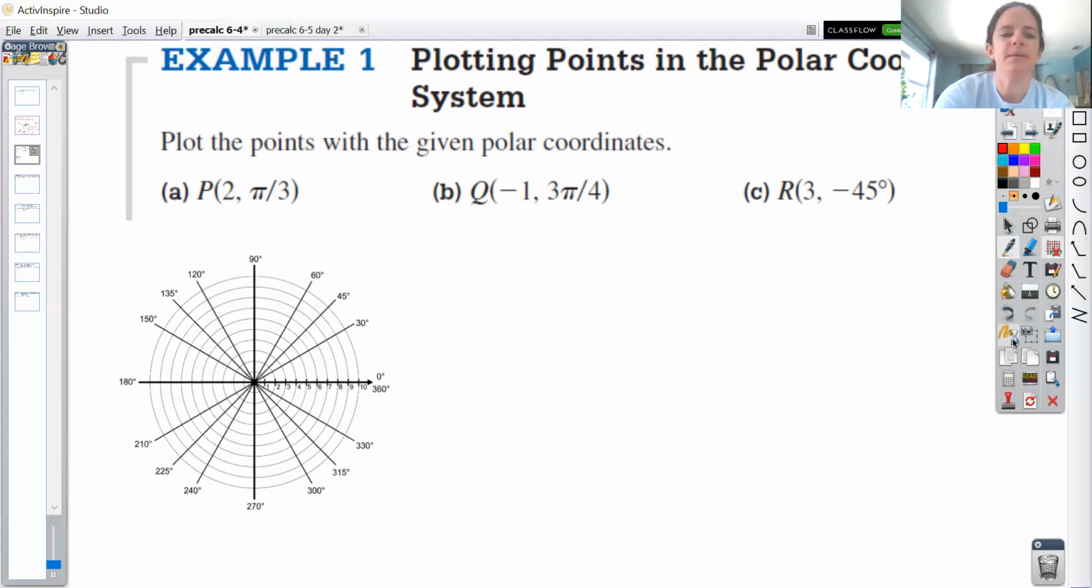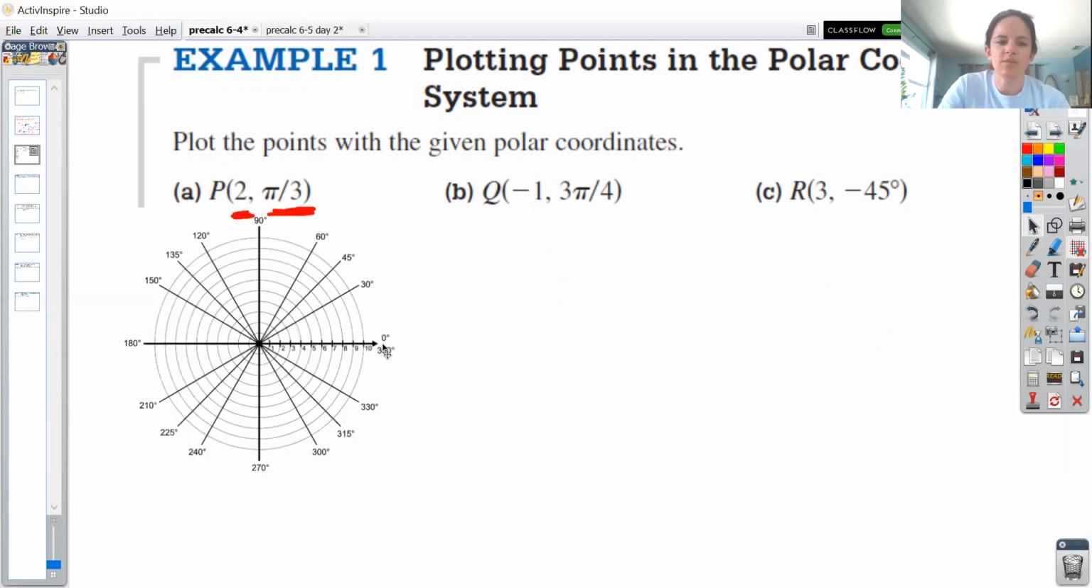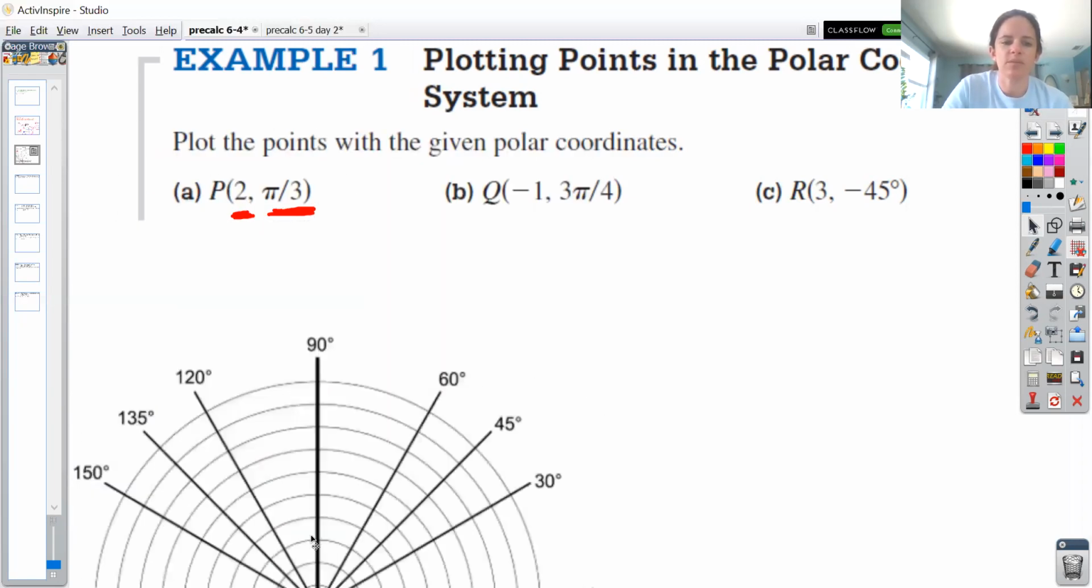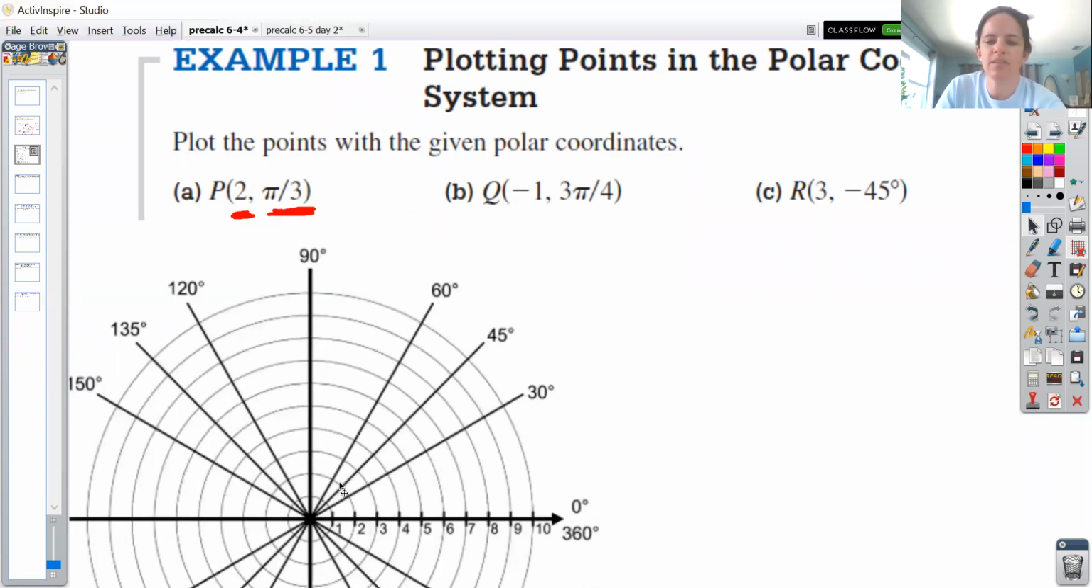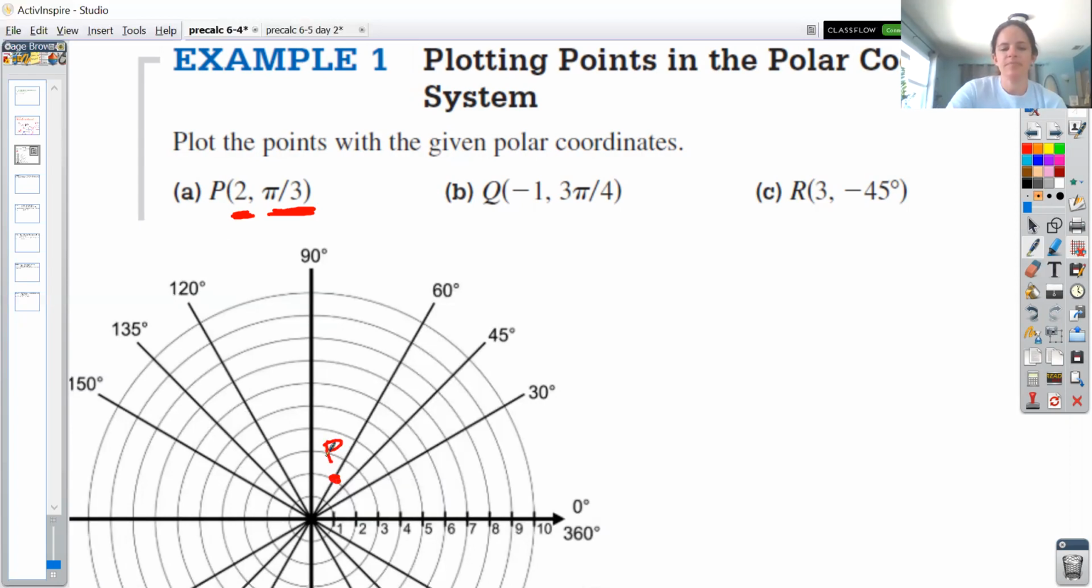So for point P, notice it has a radius of 2 and an angle of pi thirds. So I'm going to go up to pi thirds. Sorry, this is in degrees, but you can do it. And then I'm going to go out to a radius of 2 units away from the pole. So this needs to be bigger so we can see what we're doing. So pi thirds and then a radius of 2 would take me to this point right there. And then I can label that that's point P. Hopefully that makes lots of sense.